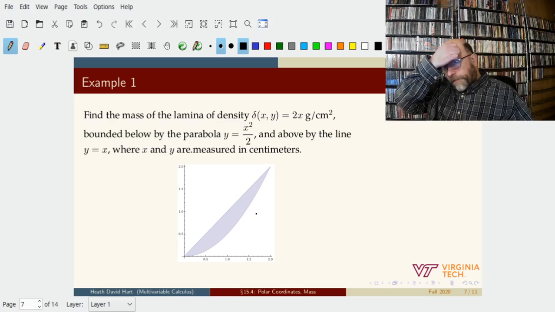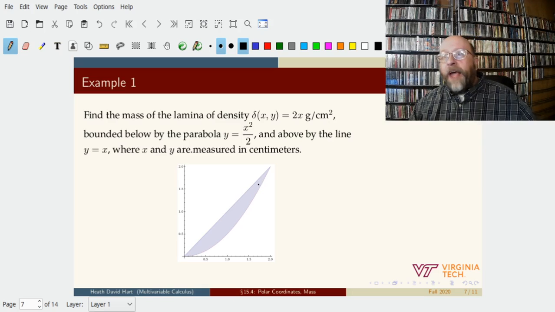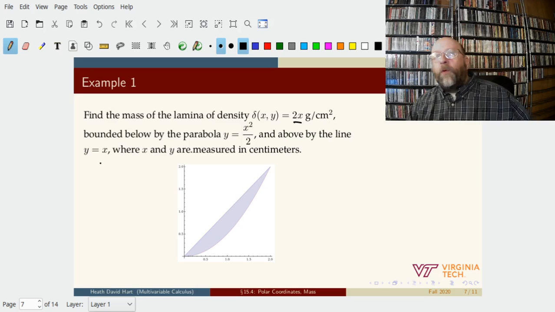So let's look at an example. Let's try to find the mass of this lamina. The density is 2x, and my units are in grams per square centimeter. X and y are measured in centimeters in this graph. The parabola x squared over 2 is the bottom curve, and the top curve is the line y equals x. Okay?